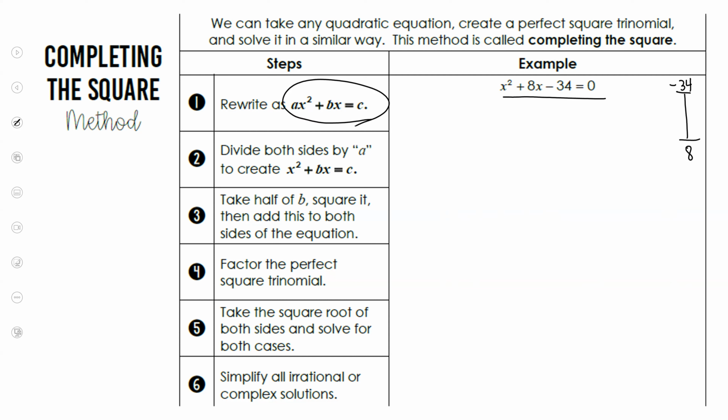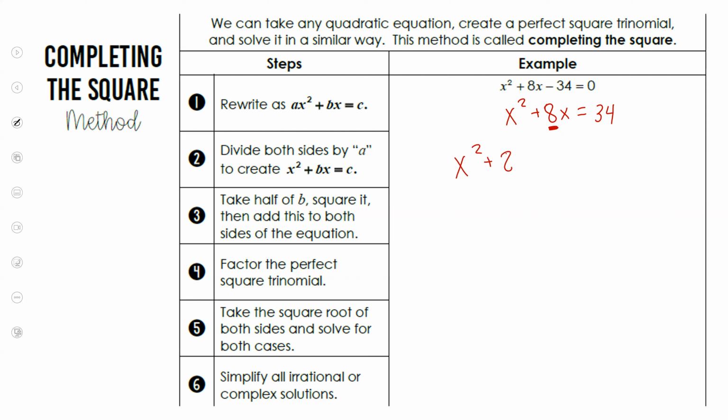Take half of b, square it, then add this to both sides of the equation. So this is my b value right here. So half of 8 is 4, and then 4 squared. So what I'm going to do is, I'm going to add that to both sides of the equation. So what this will look like, I'm going to add that to this side and add that to this side. We took half of 8 and squared it.